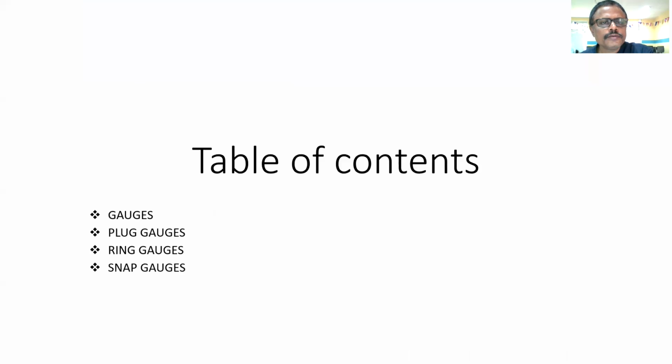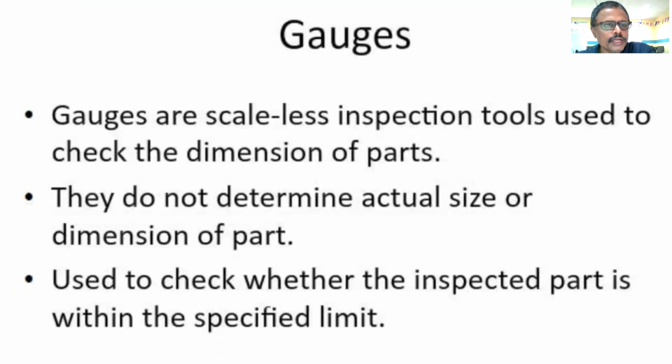In today's session, we are going to discuss gauges, that is purely limit gauges, which are used mostly for inspection purpose. Then we are going to study plug gauges, which are used for checking the holes. Then ring gauges, which are used for checking the shafts. Then the snap gauges, which are used for checking the external dimensions. We will see one by one.